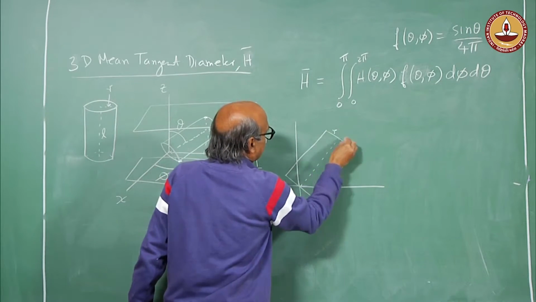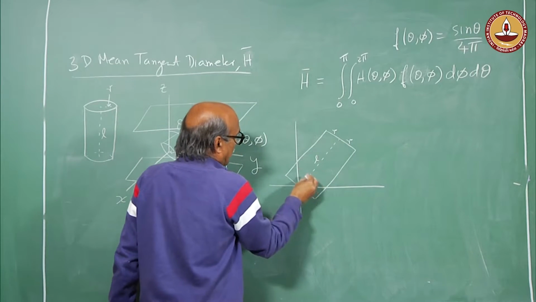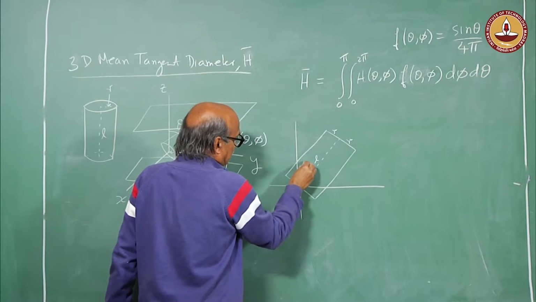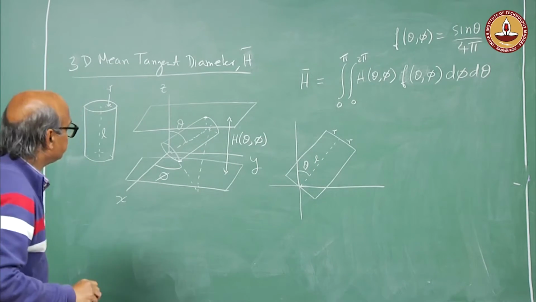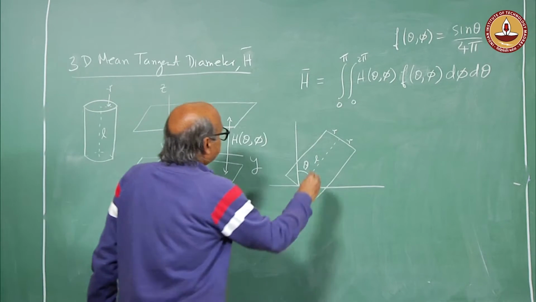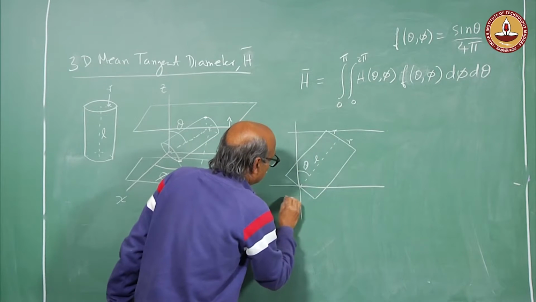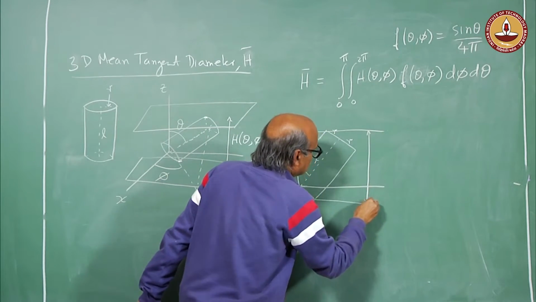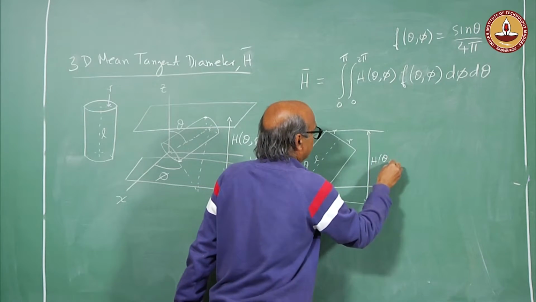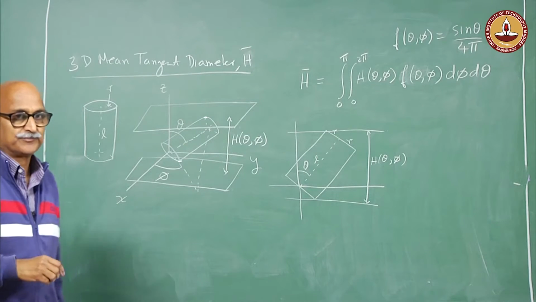This is R, this is L, this angle is theta, okay. And the tangent planes would appear as lines in this 2-dimensional drawing, and the distance between these 2 lines is h theta phi, okay.